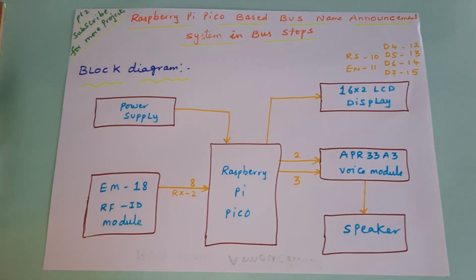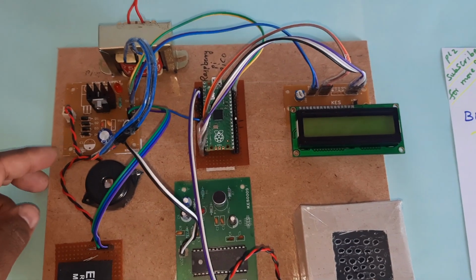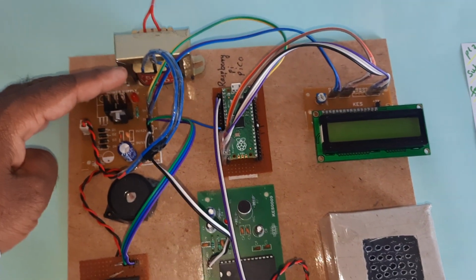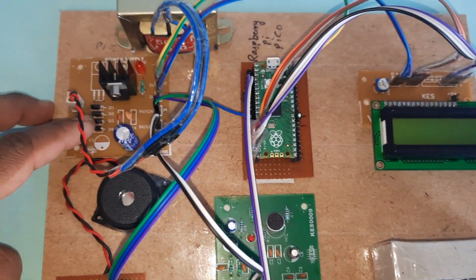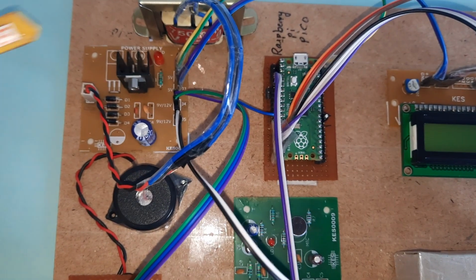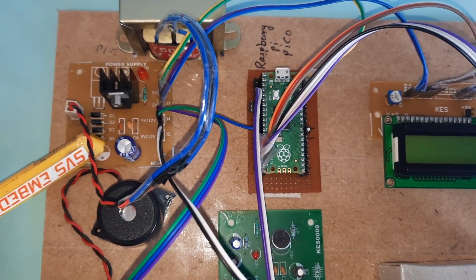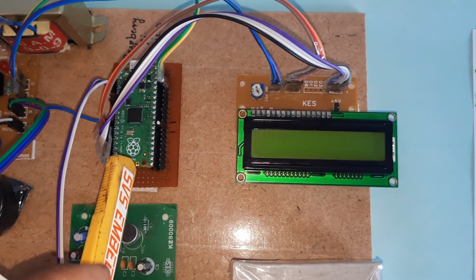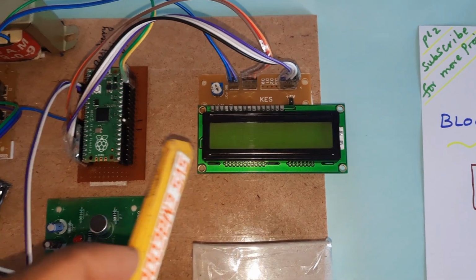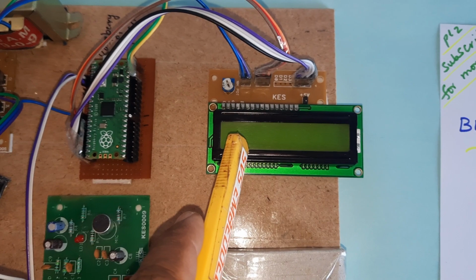So this is our block diagram. Let us come into the hardware part. Here we are using a 230 volt input step down transformer, 9 volts AC output, bridge rectifier, filter capacitor, 7805 regulator, and one LED. This entire section is called the 5 volts power supply unit. Then the Raspberry Pi Pico module and 16x2 LCD display, with GPIO 10, 11, 12, 13, 14, 15 for the LCD connection.